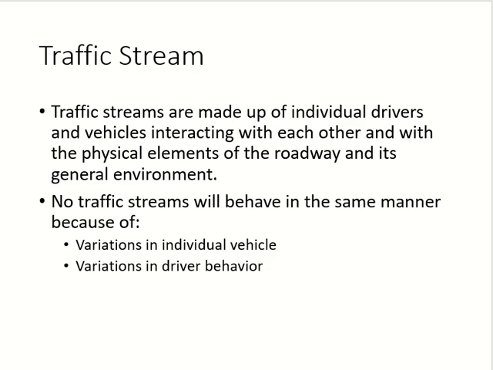Okay, so we are going to cover this silo. We define traffic stream as made up of vehicles, and these vehicles are controlled by drivers, and they interact with each other. Their movement depends upon the design of the road and the general environment, and the traffic flow changes from time to time, place to place, direction, lanes, everything changes. These are the two main reasons: changes in vehicle and changes in driver behavior.